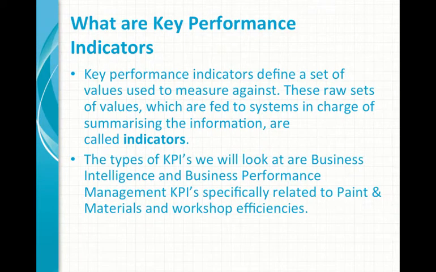In this particular case, the type of KPIs we're going to be looking at are business intelligence and business performance KPIs, specifically related to paint and materials used within a workshop environment. We're going to be looking at volumes and values, and obviously that coincides with job numbers and people.